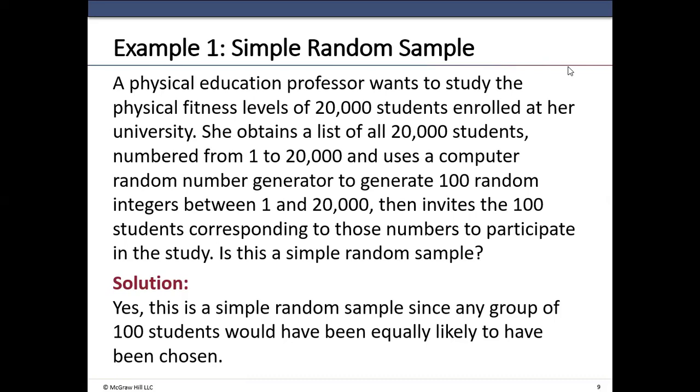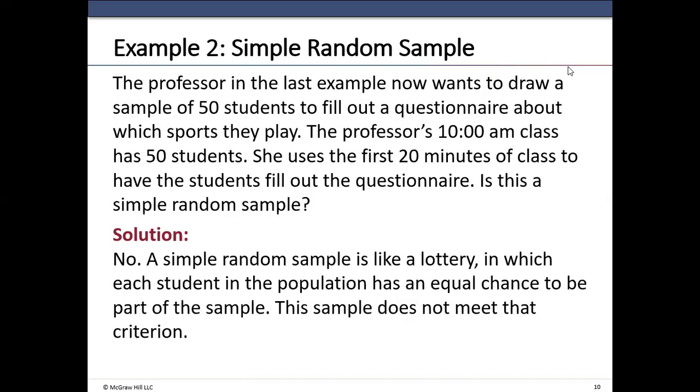The professor in the last example now wants to draw a sample of 50 students to fill out a questionnaire about which sports they play. The professor's 10 a.m. class has 50 students. She uses the first 20 minutes of the class to have the students fill out a questionnaire. Is this a simple random sample?